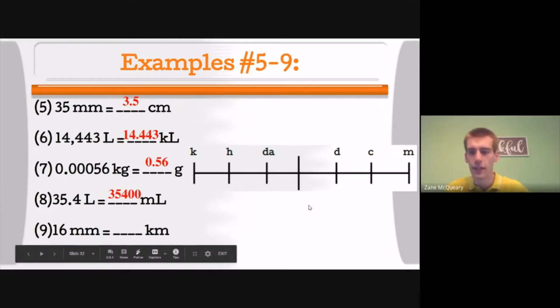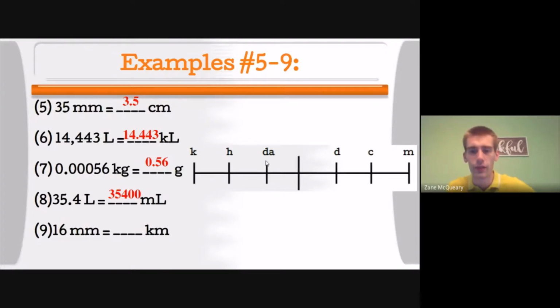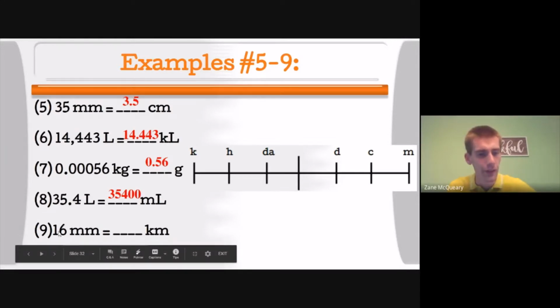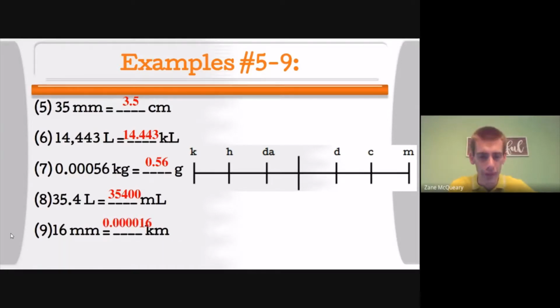Last but not least, millimeters to kilometers. 1, 2, 3, 4, 5, 6. That's a doozy. We're going to have 4 zeros in the middle there. Yes, we do.